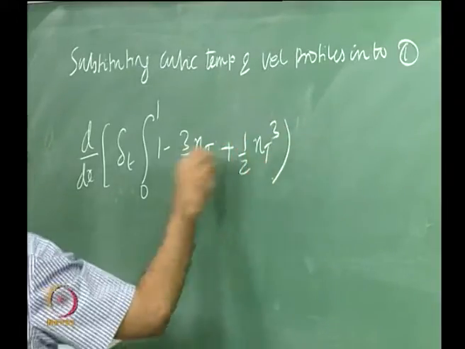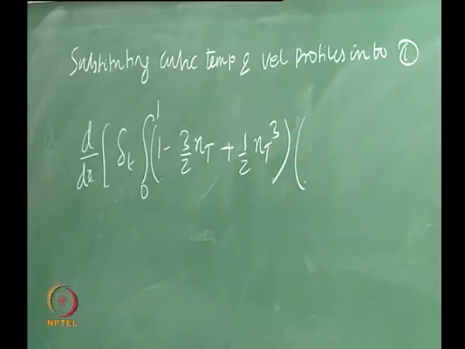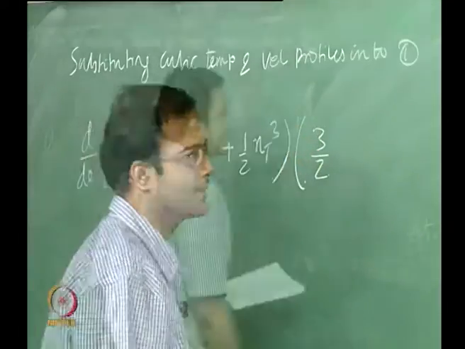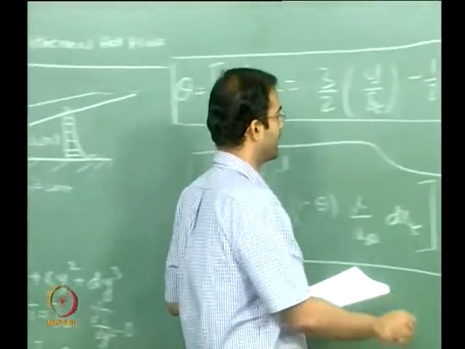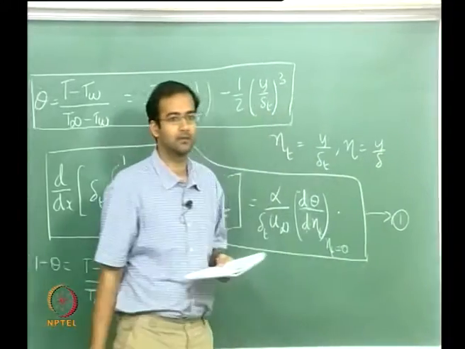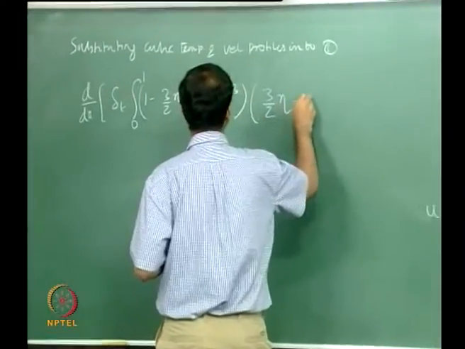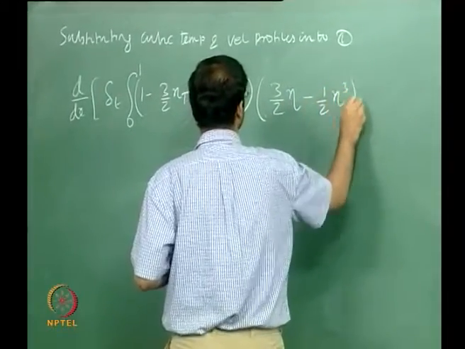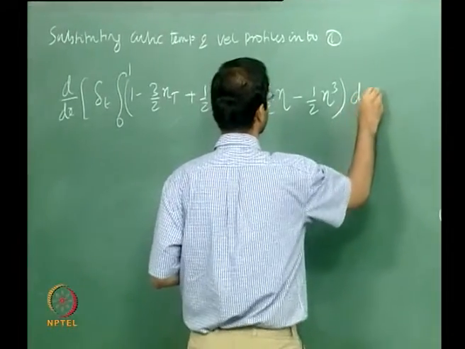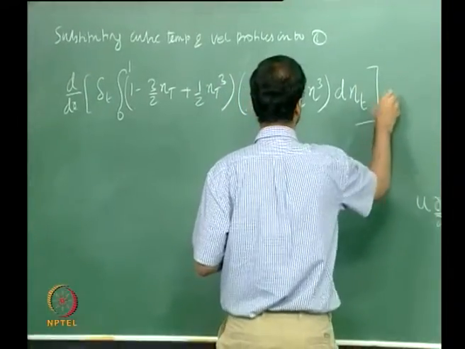This is my temperature profile 1 minus theta, and what is my velocity profile? 3 by 2. Let me also define the same way I defined eta t. Let me define eta, where eta equal to y by delta. So my velocity profile can be written as 3 by 2 eta minus 1 by 2 eta cube, into d eta t, so this is integrated over d eta t. So this is my left hand side.